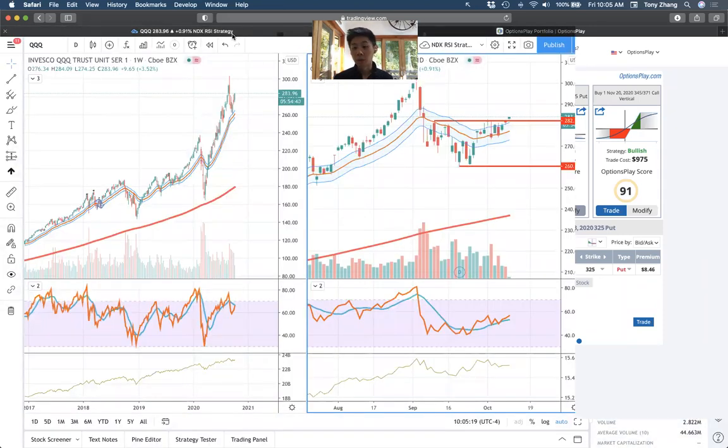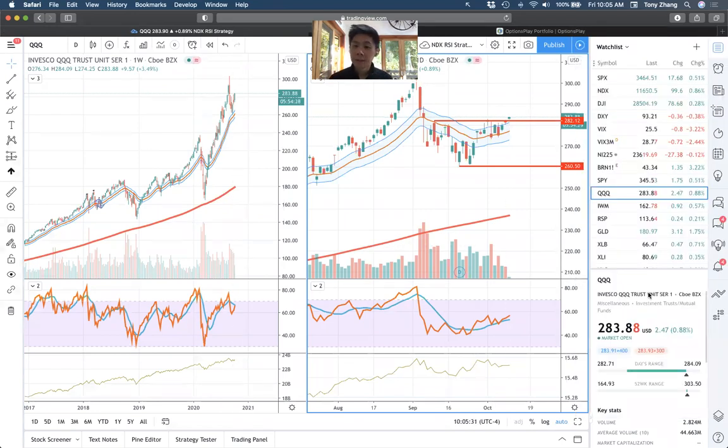Does NDX correlate to the Qs? The NDX and the Qs should have about a 99% correlation because the Qs is the NASDAQ 100 index. It's the ETF on the NASDAQ 100 index. So they should have 98, 99% correlation.